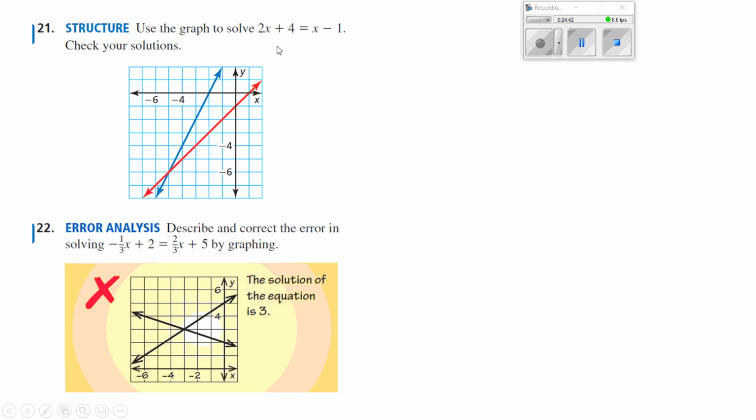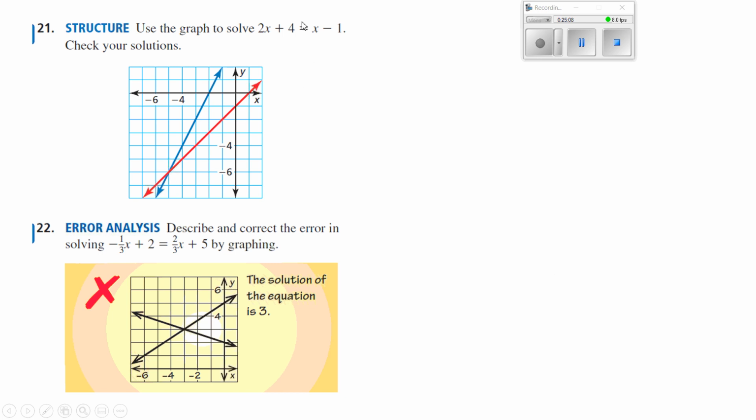Use the graph to solve this. Check your solution. So they've got 2x plus 4, which means one started at 4. So that must have been this one up here. And since it went up 2 and over 1, over here it went down 2 and over 1, down 2 and over 1, down 2 and over 1, and it kept going down.